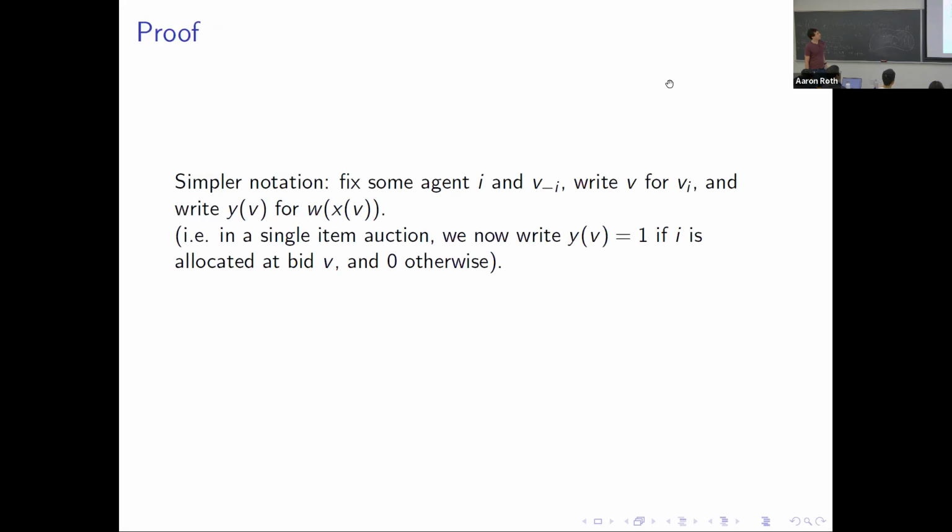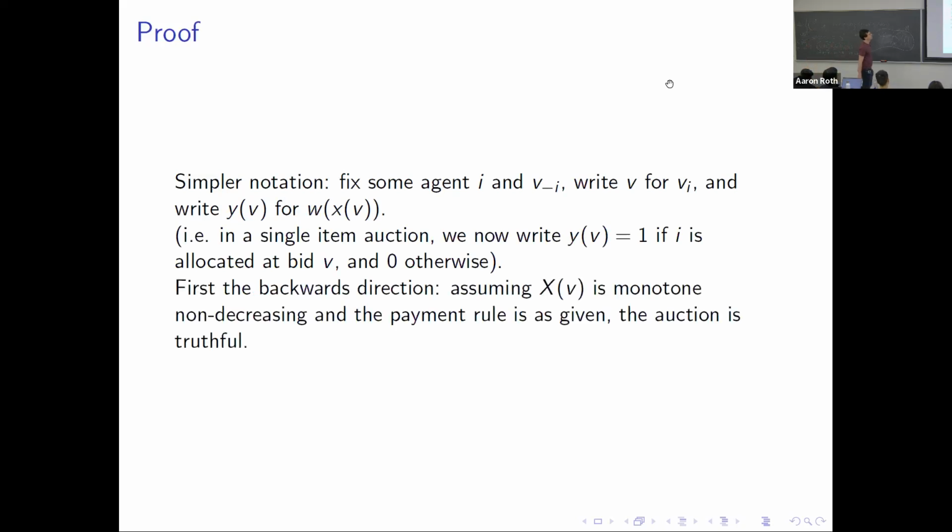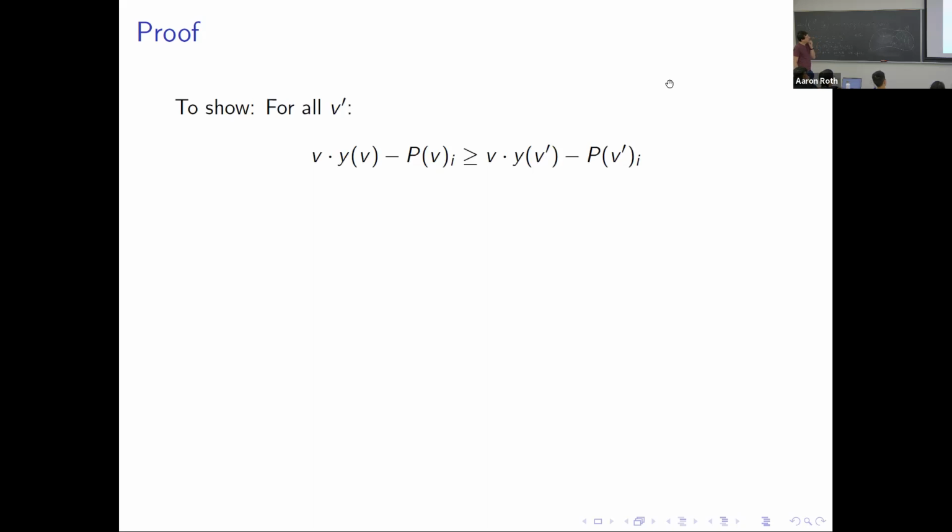Okay, so first we're going to prove the one direction that says, if you give me an allocation rule that happens to be monotone in the bids of all of the agents, then the payment rule on the previous slide makes it dominant strategy truthful. Okay, so just again to write down what we need to prove in our new notation to make sure we get it. We need to prove the following.